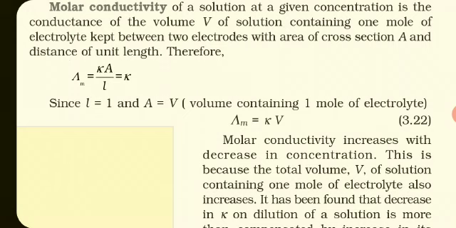So we know that lambda is equal to kappa into area of cross section A divided by the distance between two electrodes L. So if L is 1 and A is also 1, then A becomes V, area becomes volume, because volume is equal to length into breadth into height. So volume containing 1 mole of electrolyte. So lambda m is equal to K into V.